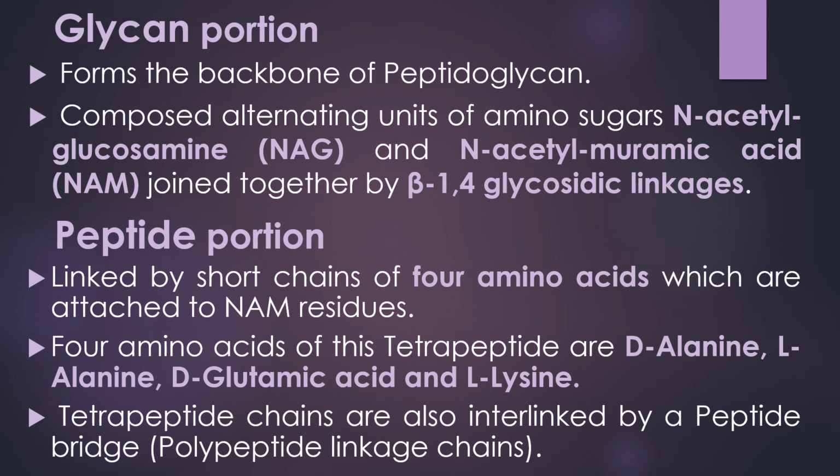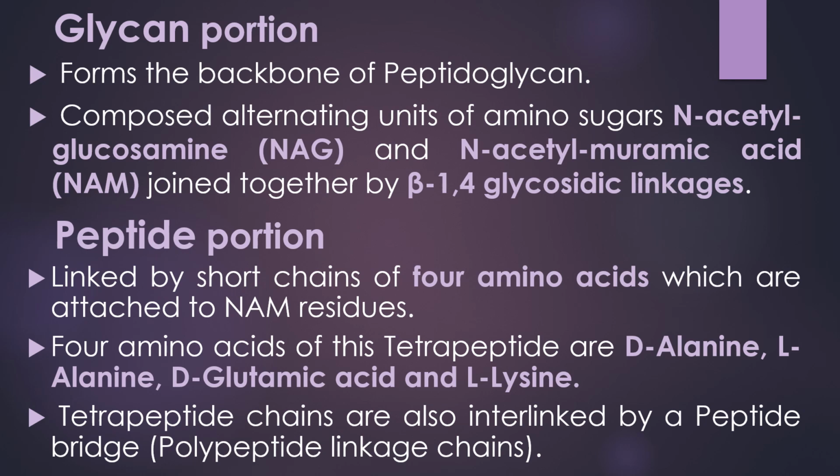The glycan portion forms the backbone of the peptidoglycan, and it is composed of alternating units of NAG and NAM, which are joined by beta 1,4-glycosidic linkage. The peptide portion is short chains. It is linked with 4 amino acids like D-alanine, L-alanine, D-glutamic acid, and L-lysine. All these 4 amino acids are attached to the NAM residues which are present in the peptidoglycan layer.